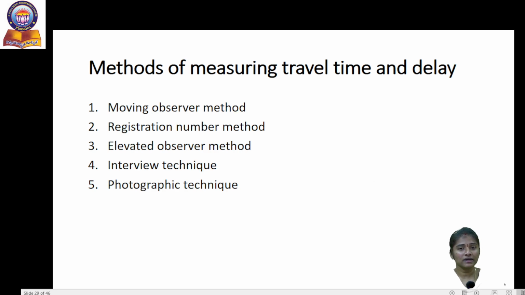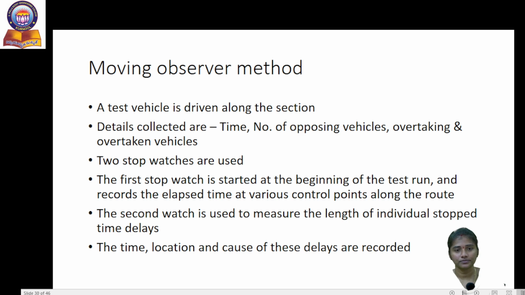Coming to methods of measuring travel time and delay, we have 5 methods here: moving observer method, registration number method, elevated observer method, interview technique, and photographic technique. We discuss these methods briefly.